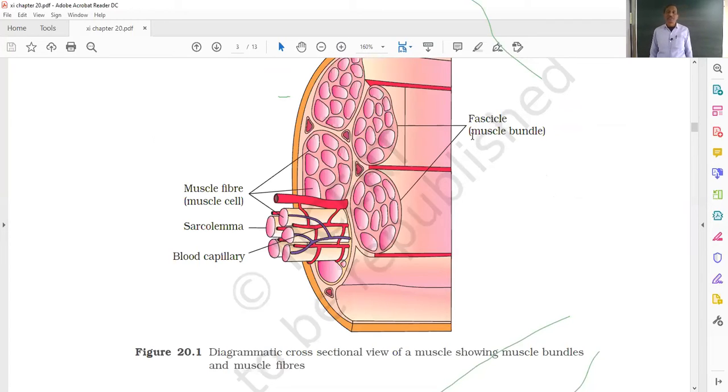So have you understood what the arrangement of the muscles is? Okay. Now today I forgot to put the mobile. Let me put it. So these are the arrangements.